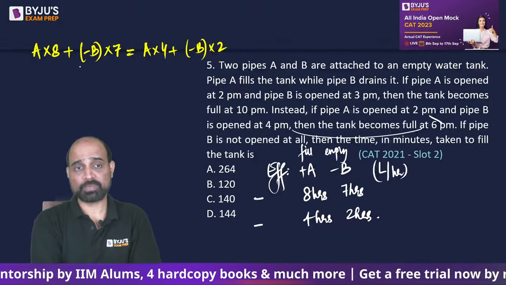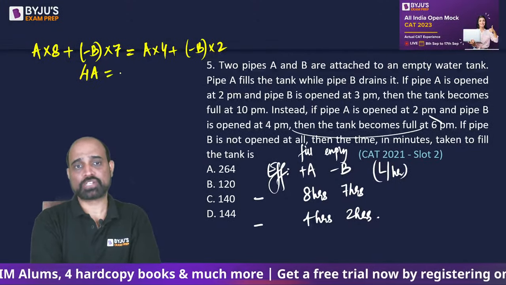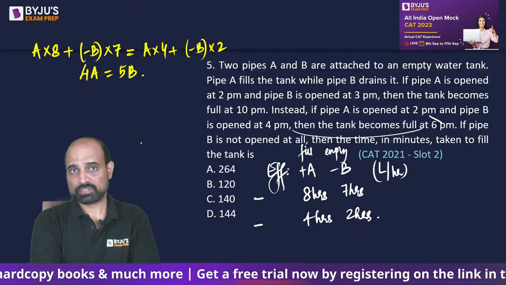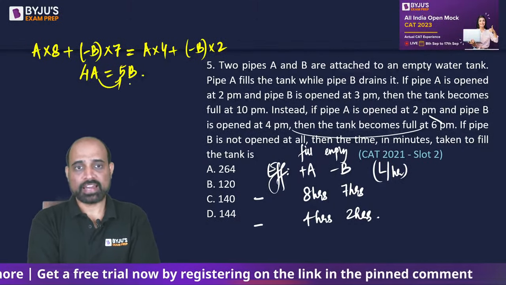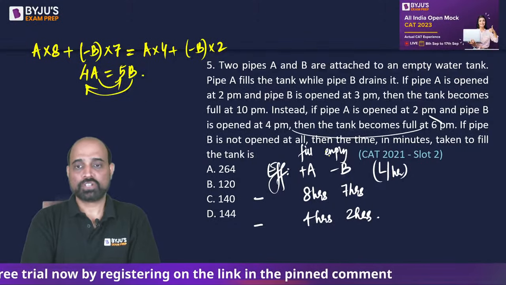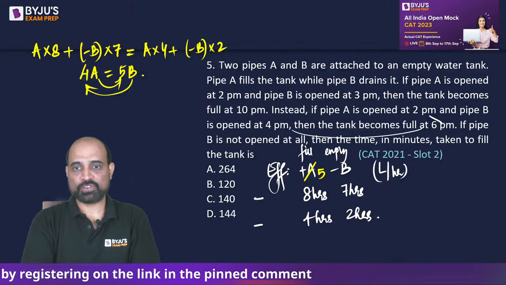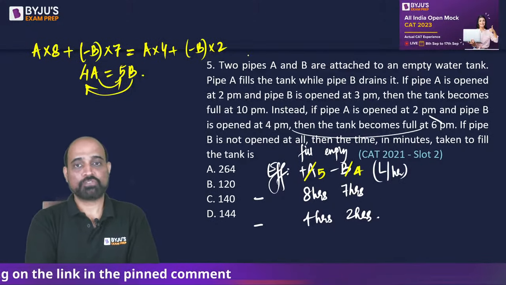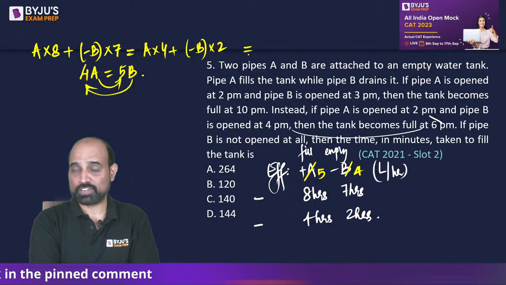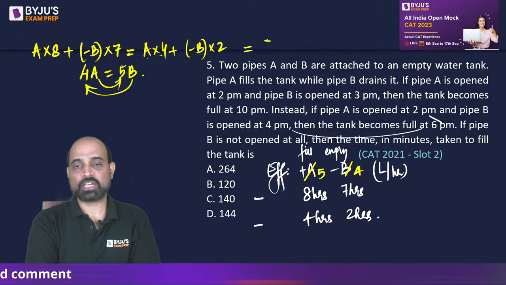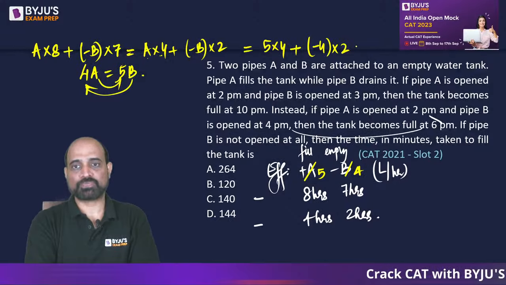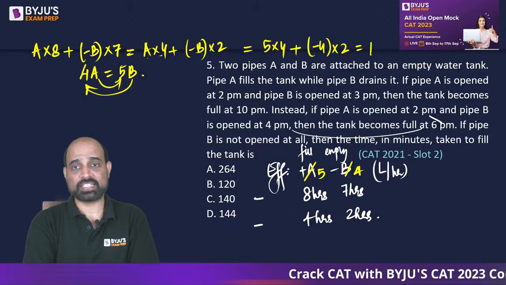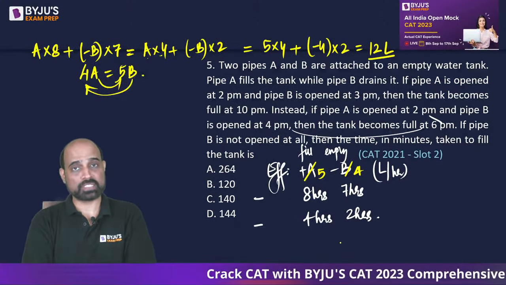If we rearrange this, we will get 4A is equal to 5B. So A becomes 5 and B becomes 4. Which means if I put 5 and 4 here, it becomes 5 into 4 minus 4 into 2. So this is 20 minus 8, that is 12 liters is the capacity.